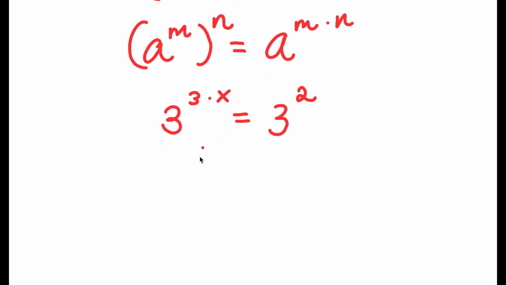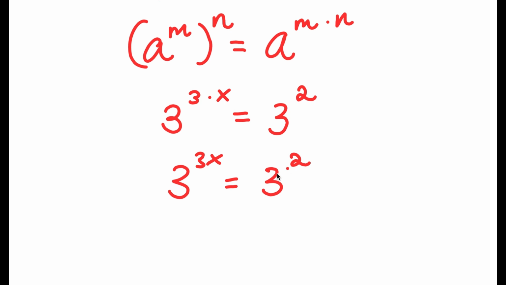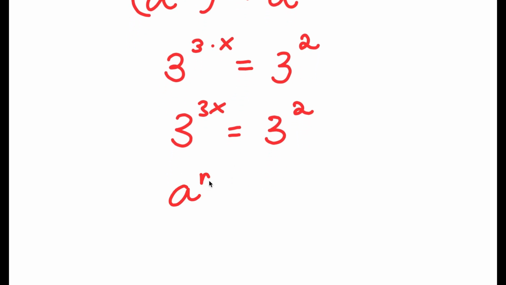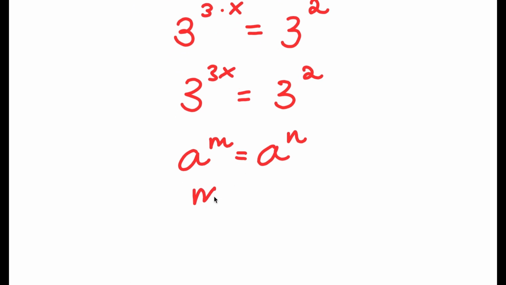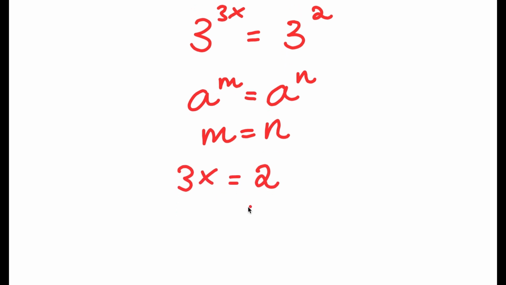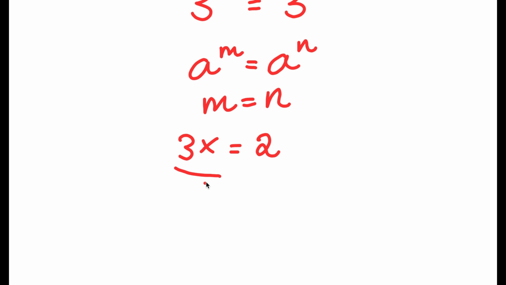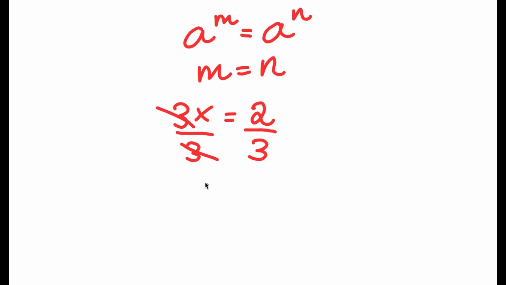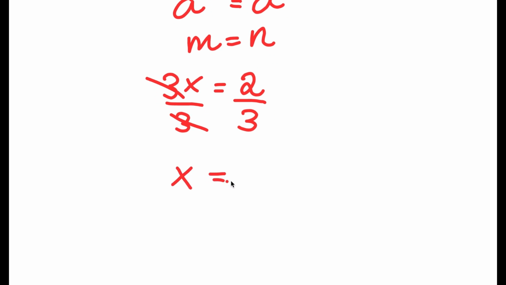And 3 times x is equal to 3x. So I have 3 to the power of 3x is equal to 3 to the power of 2. Now, if I have something in the form a to the power of m is equal to a to the power of n, this means that m is equal to n. So in this case, this means that 3x is equal to 2. And now if I divide both sides by 3, I get x is equal to 2 over 3.